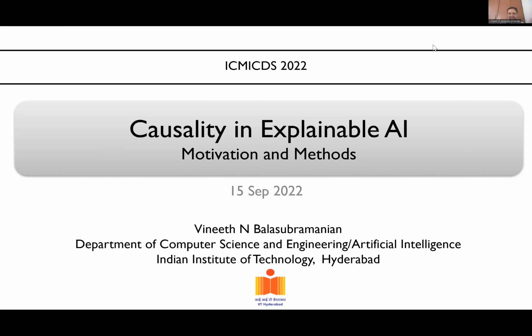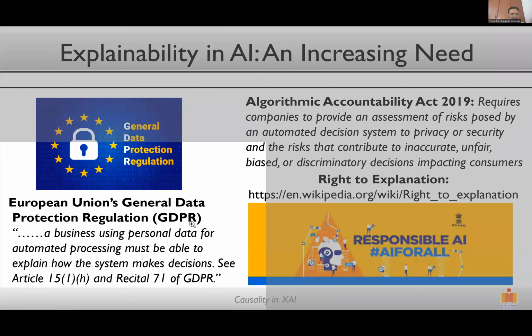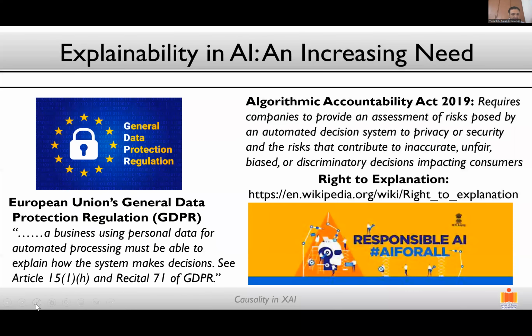Let me first start off by trying to demystify the terms in the title, explainable AI. All of us, I'm quite sure, are aware of AI, data science, machine learning. Explainability in AI has received a lot of attention in the recent past, primarily because as machine learning gets deployed in more and more risk-sensitive and safety-critical applications, it becomes very important for these models to explain their decisions.